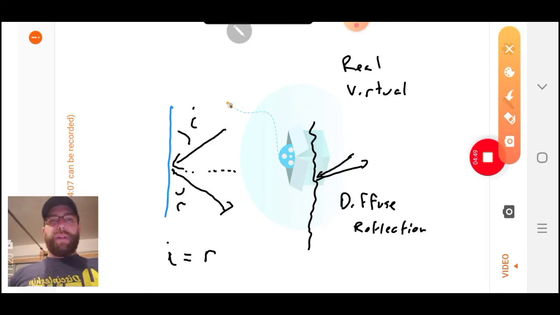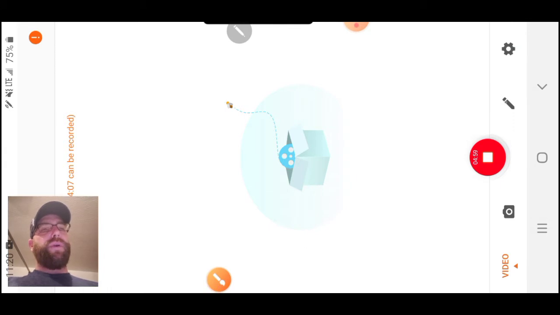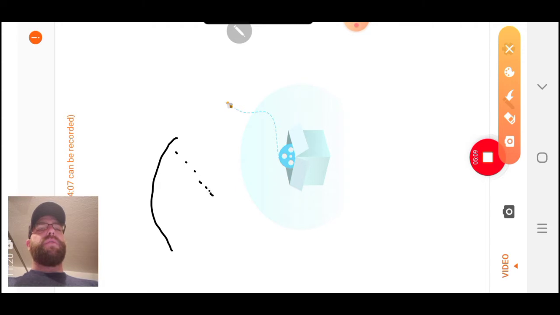Now, there's something weird, and you can do a quick demonstration at home if you want. With a curved mirror, there's something called a focal point. So I'm going to clear my screen here real quick. If I have a curved mirror, there's something called a focal point. So this reflection is going to come this way, and this reflection is going to come this way.